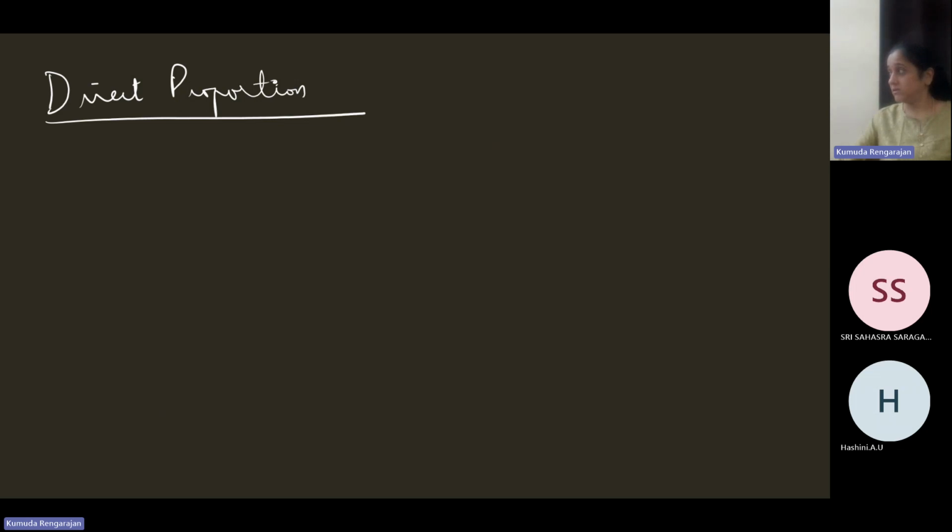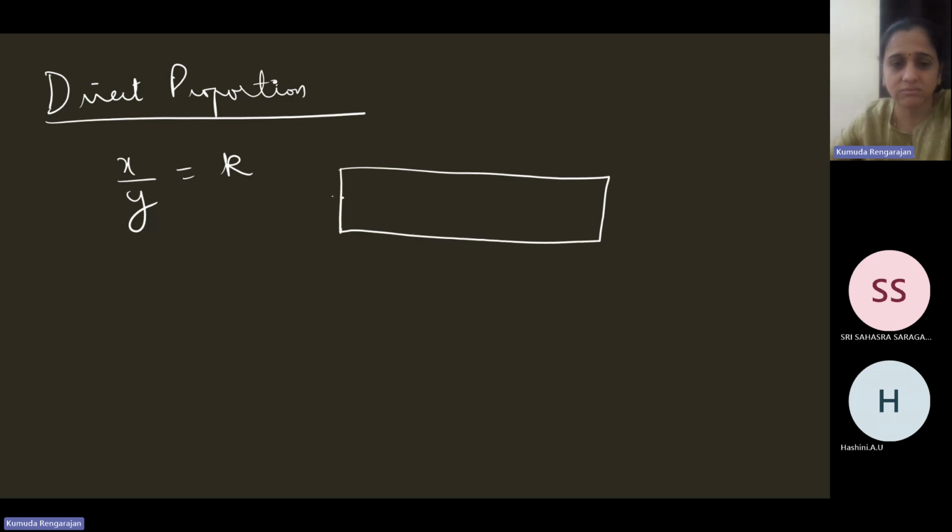And when quantities are in direct proportion, we say the ratio is a constant. The ratio X by Y is a constant. Constant is referred to by the letter K. X by Y is a constant. I'll tell you what it means. Okay, you're like, what is this? Ratio X by Y is a constant.